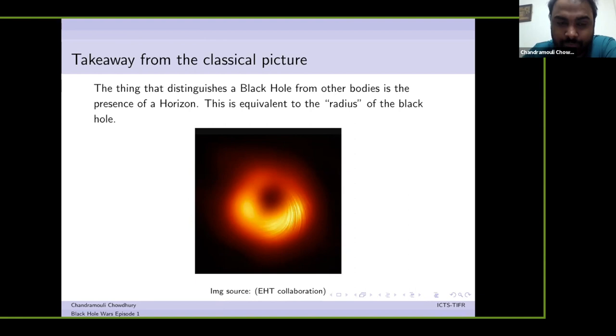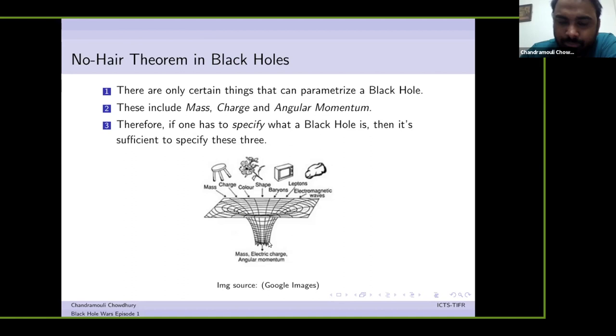Okay, so now let me talk about something which is traditionally called the no-hair theorem. And no-hair is nothing fancy. In slightly technical language, it just means something called degrees of freedom. In a boiled down version, it's something which just parameterizes a system. So if you have to parameterize any system, you have to specify some properties of it. For example, if you have to parameterize a room, you have to tell its length, breadth, and height.